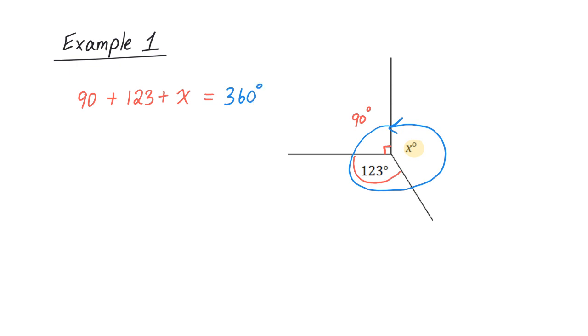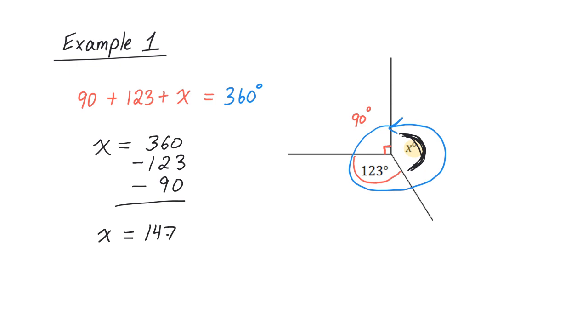To find the missing piece, to find X, I want to know what part of the circle is left over. So what I'm going to do to find X is take my full circle, minus 123 degrees, minus 90 degrees, and whatever is left over is going to be this part of the circle. So X is going to be 147 degrees, and that's my missing angle.